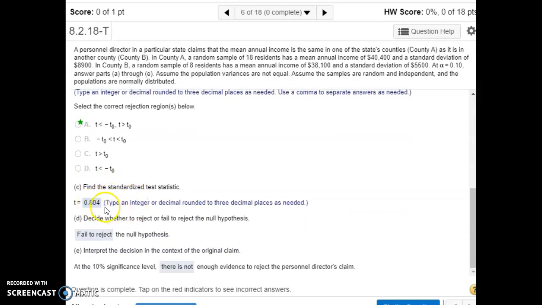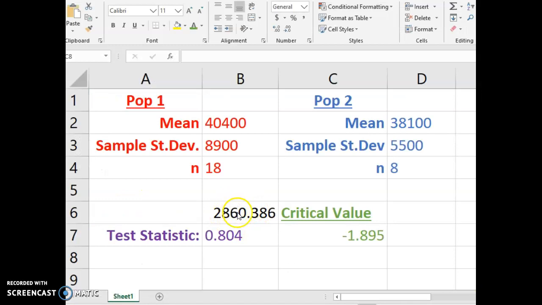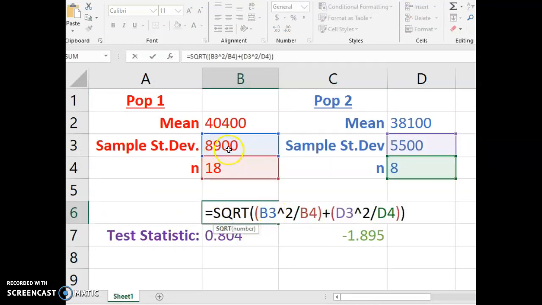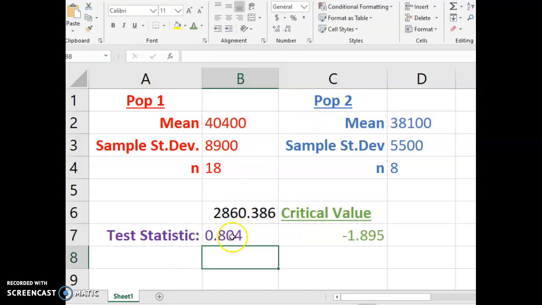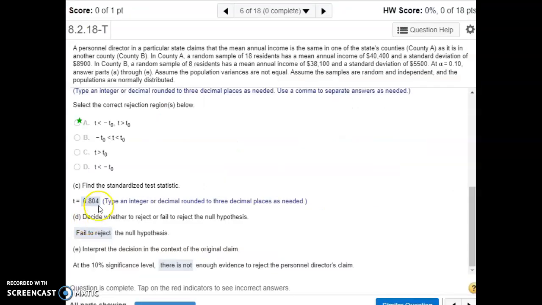Now to find the standardized test statistic, calculating the bottom part of the formula first, you take the sample standard deviation, you square it, and you divide by the sample size. Do that for sample 1, and the same thing for sample 2. Sample standard deviation, square it, divide by the sample size. Add those two results together and take the square root of the entire computation. That goes on bottom. And on top, you're finding the difference between the two sample means. Gives us this result for our test statistic.